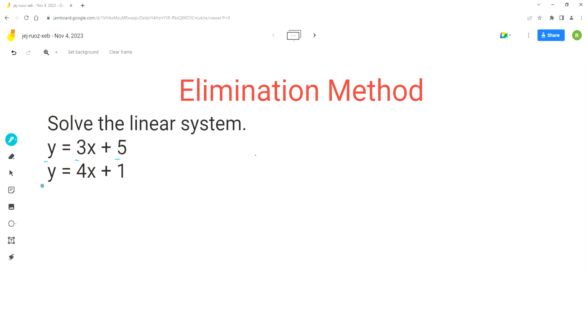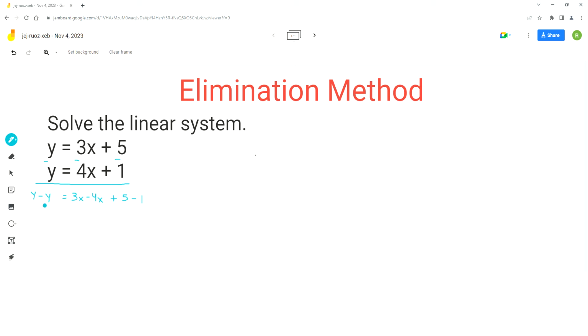So if we subtract them, we get y minus y equals 3x minus 4x plus 5 minus 1. I'm showing you the step like this to explain how we combine the terms when we subtract the equations. So now we can do the subtraction.